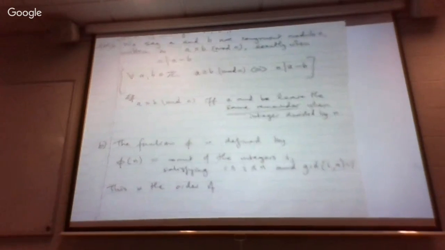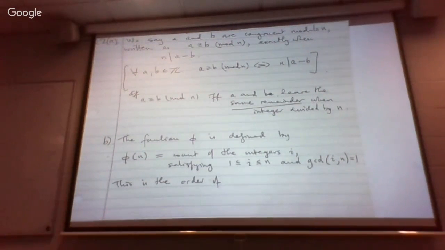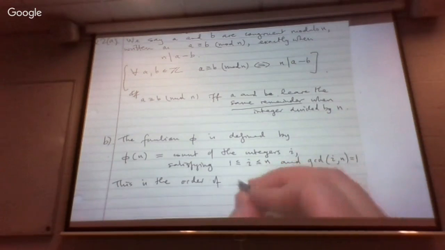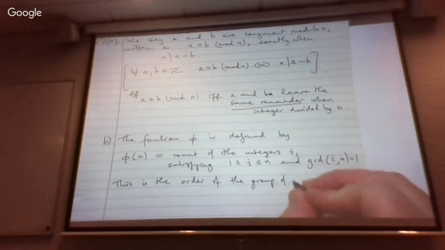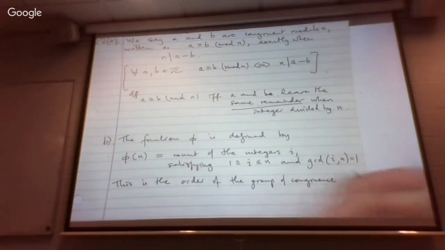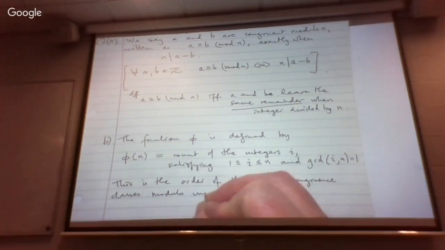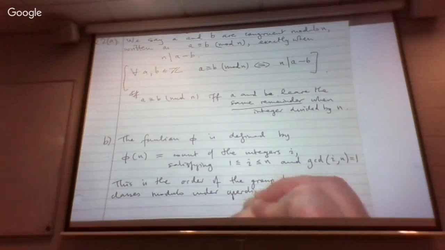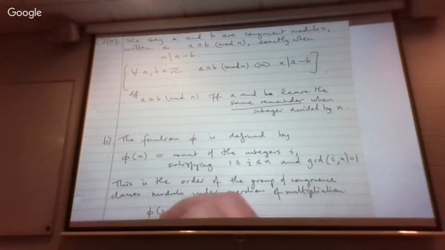If I wanted to display my understanding fully, I'd also say this about it. This is quite an important fact about it. This is the order of the group of congruence classes modulo n under the operation of multiplication, i.e. phi of n is the size of Zn star. So we'll look out for it.